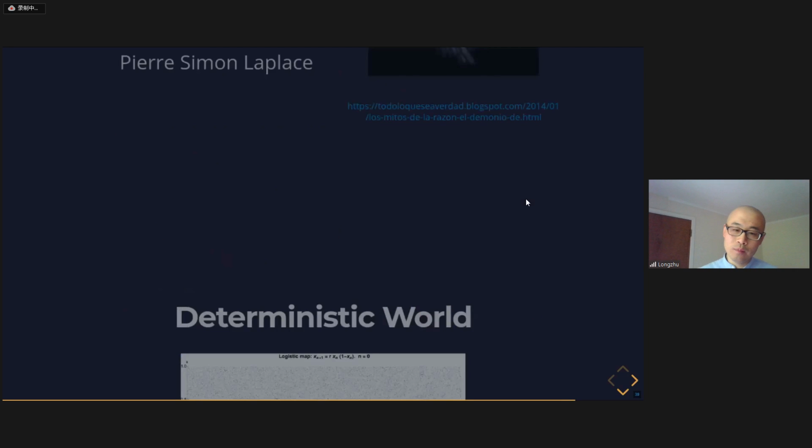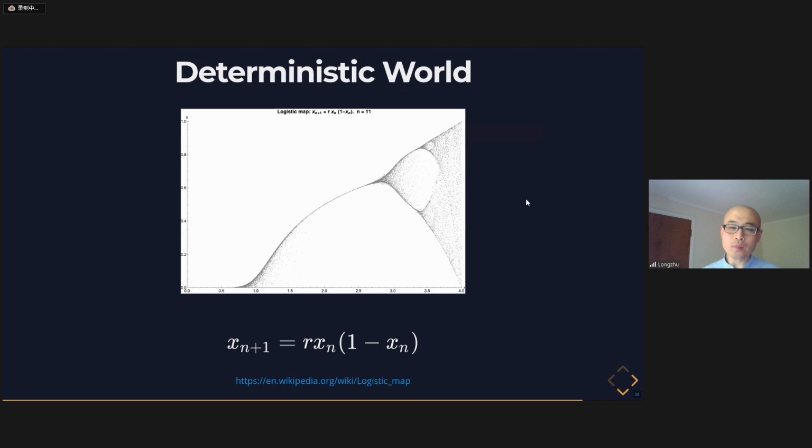This is a simple example coming from the deterministic world. It's a logistic mapping, coming from logistic equations. People use it quite a lot in biology, chemistry, and many other fields. It can be used to describe population dynamics and the change of many dynamic systems. The point is, this system is totally deterministic. But you see in this particular equation, there's a parameter r.